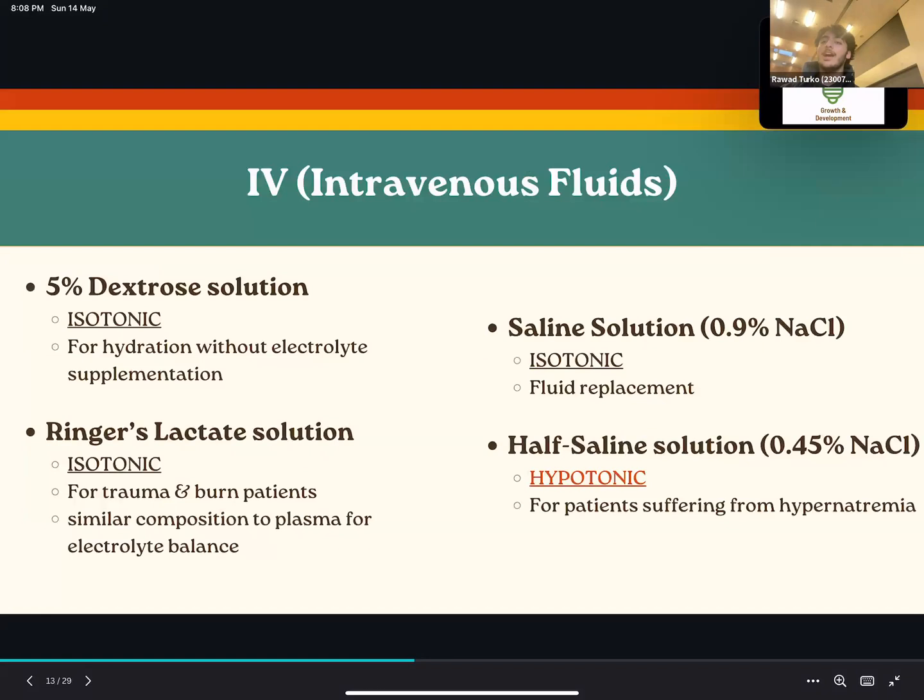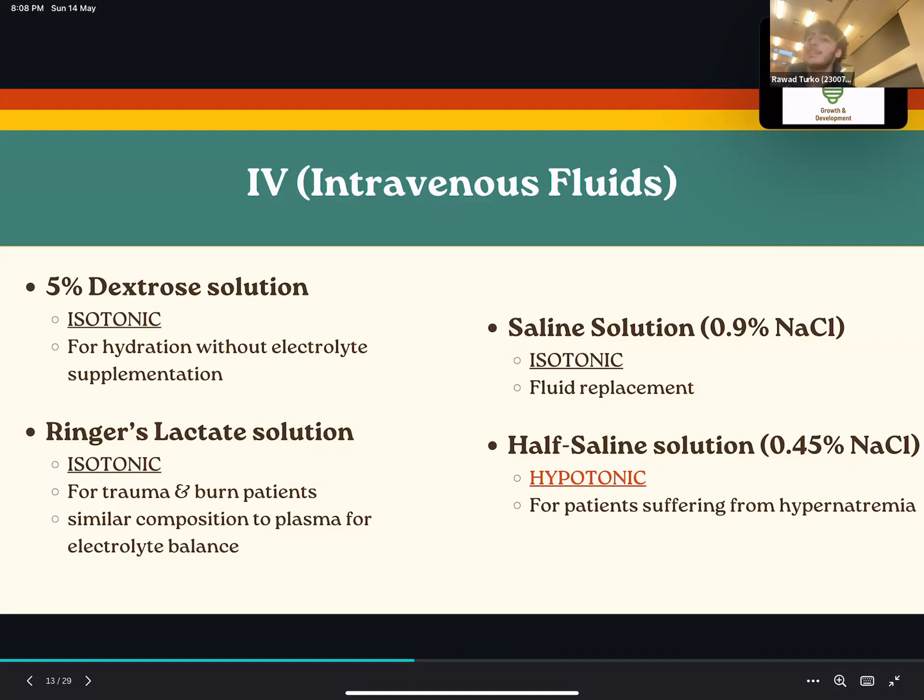So now let's talk a little bit about IVs. What I want you to focus on when we talk about IVs is specifically whether or not they're isotonic, hypotonic, or hypertonic. I added the cases in which we use every single IV just for extra knowledge. You don't really need to know all that much about it. You just need to know whether it's isotonic, hypotonic, or hypertonic.